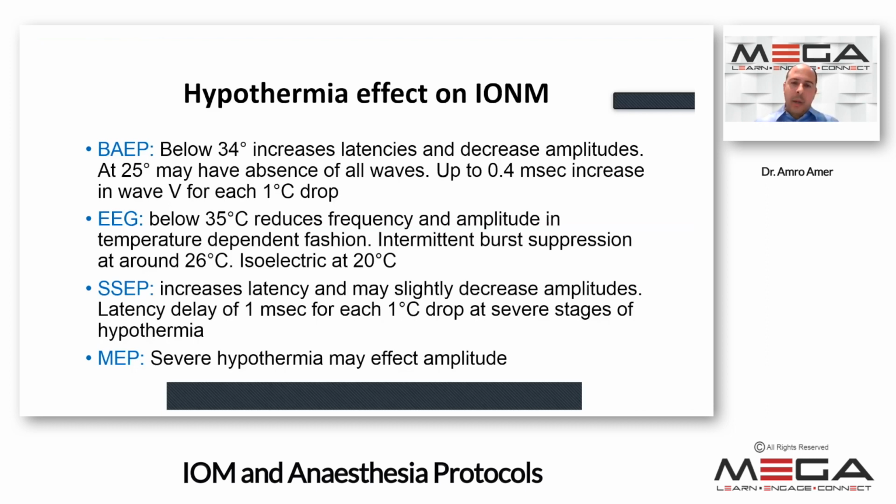Hypothermia mainly affects all of the tests. Auditory evoked potential is the most resistant, yet it is affected if it goes below 34. Motor evoked potential and sensory are the fastest to be affected, and usually the lower limb is affected more than the upper limbs, because usually the hypothermia actually starts from the nose. Usually the air warmer is not on or whatever.